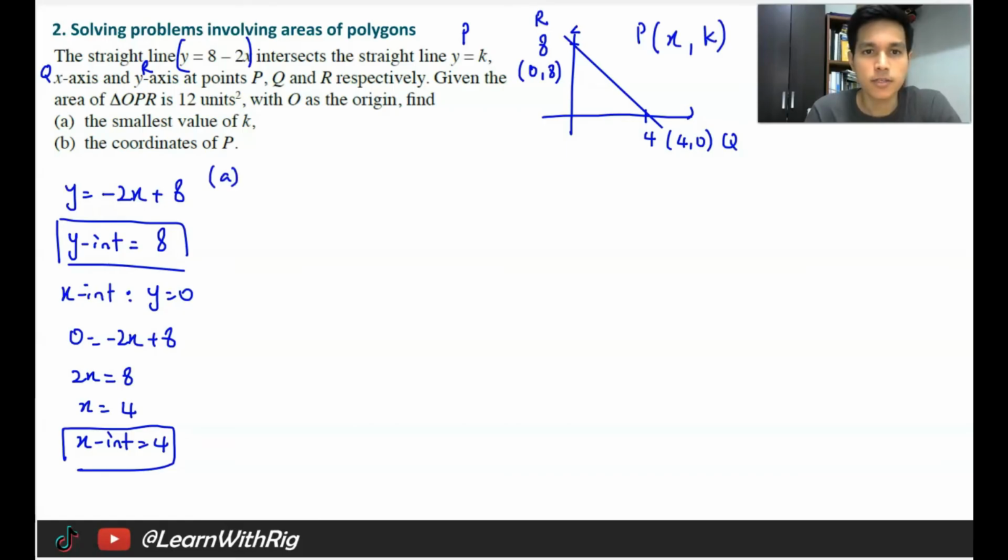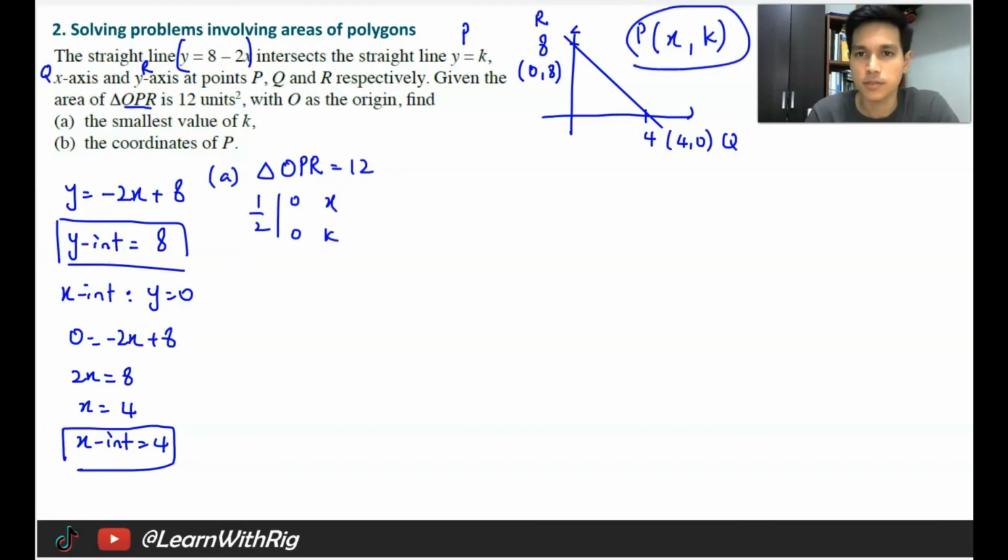Okay, so with this info, now we can start to solve the question. They're asking you to find the smallest value of k. Since they gave you the area, we're going to use the area. So area OPR equals 12 units squared. We're going to use the formula, starting with OPR. O is the origin, so O is (0, 0). P is (x, k); we don't know the value of either. And R is (0, 8). Then repeat the first one, (0, 0).